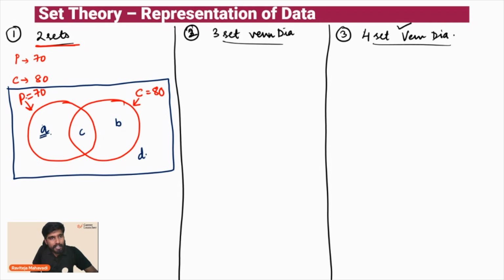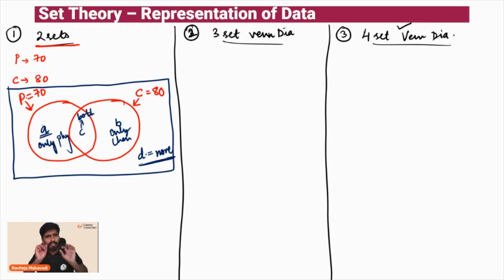So what is A? Only physics. What is B? Only chemistry. What is C? C is both. And D is none, which is a very important factor, because it may or may not be present in the question, but it is always there in the diagram. You cannot assume that to be equal to 0 unless mentioned specifically.